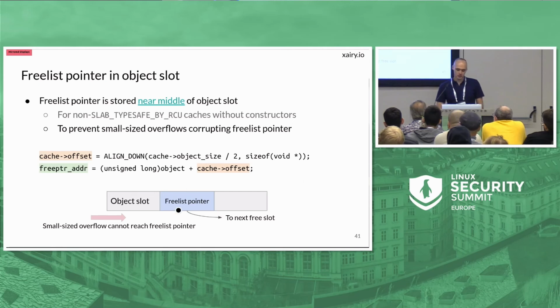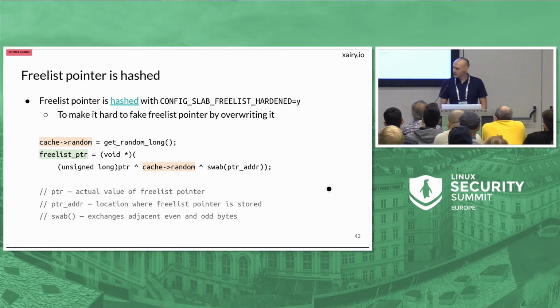So this is why the free list pointer was moved into the middle of the slot. In addition to that, the free list pointer is hashed. So this is how the hashing happens. The original value of the free list pointer is XORed with the per cache random value, which is generated when the cache is created. And then in addition, it's XORed with something that's based on the address of the slot itself. This was also done to make it hard to fake those free list pointers in Slab exploits.